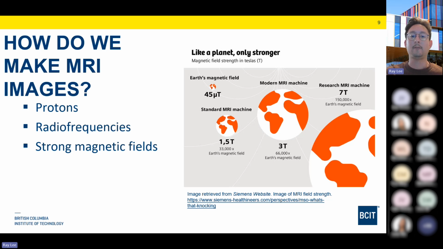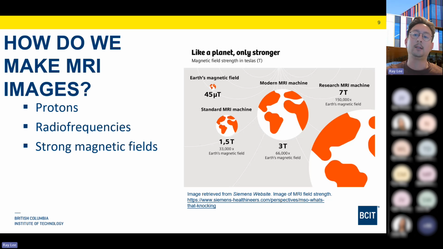So the magnetic field of a standard MRI machine of 1.5 Tesla is 33,000 times the strength of the Earth's magnetic field. And that's what you'll see in most standard MRI machines in the hospital. And now they are going up to 3 Tesla, which is then 66,000 times the Earth's magnetic field. And how we keep the strong magnetic field going is that the machine has to be cooled down to minus 269 degrees Celsius to keep the magnets working.